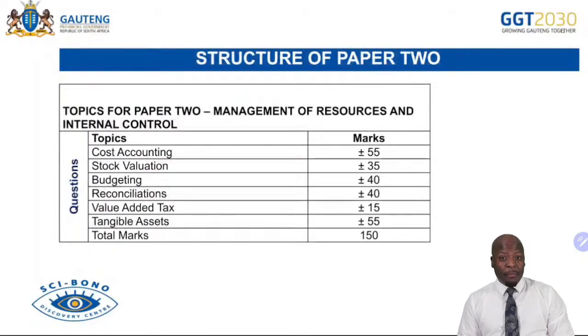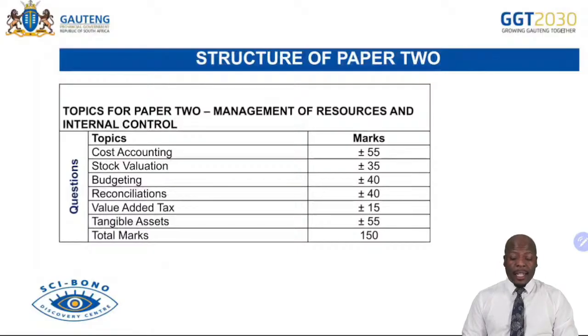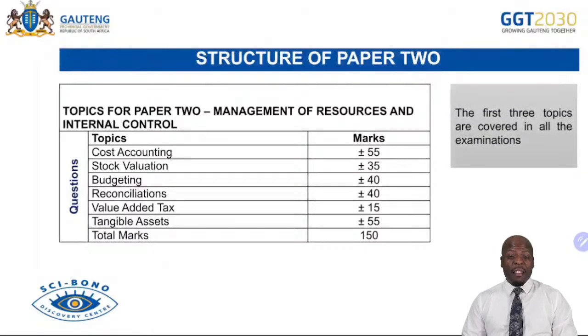The structure of paper 2 is as follows. There are topics that would normally come, and these have been covered in several of the past examinations. That is your cost accounting, your inventory valuation, and your budgets. These 3 topics are covered in almost all the examinations that we've seen so far. All right, so these 3 are very important as we're preparing. Please ensure that you prepare on these topics. And then your reconciliations, your VAT, your tangible assets are also of great importance. I'm going to touch on some of these today as we continue with today's class.